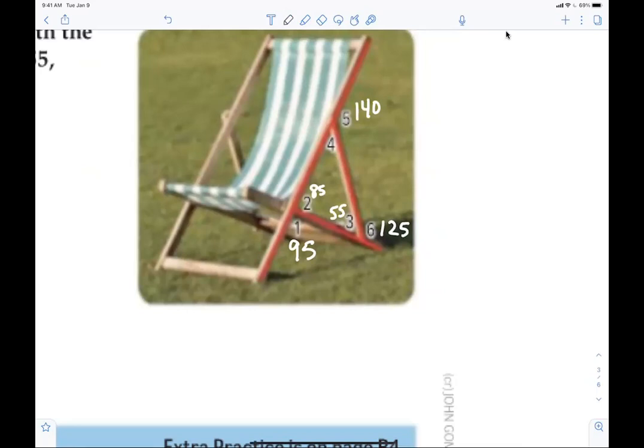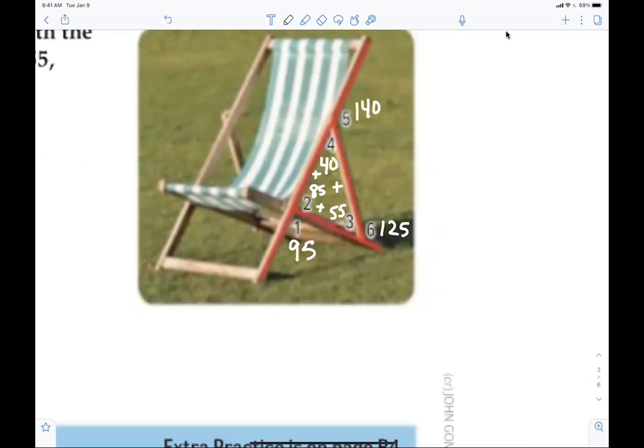Now, how do I know what 4 is? 40. Is that the only way to figure out those angles? There are literally hundreds of ways to figure it out. You have to decide how you like it. Now, if you notice, angle 1 is 95. You can say that's 40 plus 55. 140, you could say, is 85 plus 55. 125, you can say, is 85 plus 40. Does everybody see that?